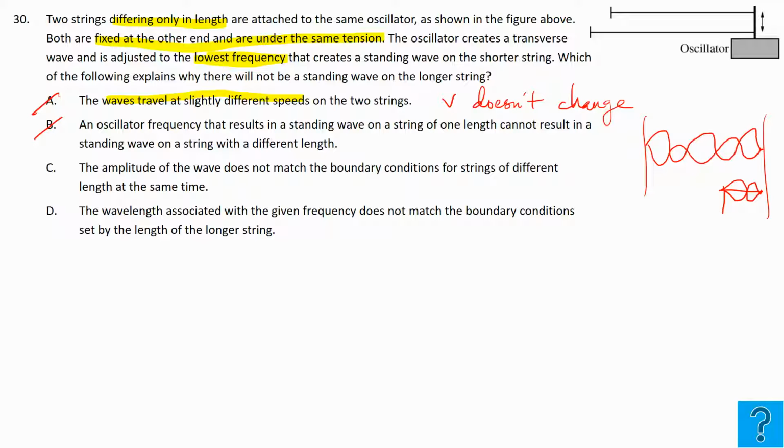The amplitude of the wave does not match the boundary conditions for strings of different length at the same time. It's not the amplitude that's important in creating standing waves. It is instead the frequency that is important in creating standing waves. So the wavelength associated with the given frequency does not match the boundary conditions set by the length of the longer string. You may not know what boundary conditions mean, but the fact that it's talking about the frequency, which is the most important characteristic for creating a standing wave, and the fact that you can rule out all the other answer choices makes D the correct answer.